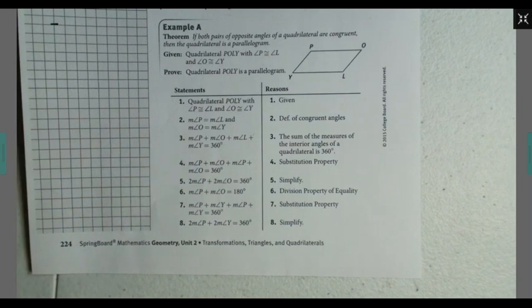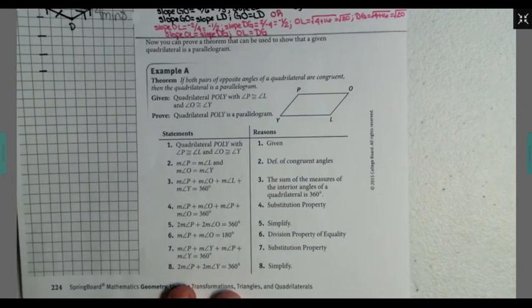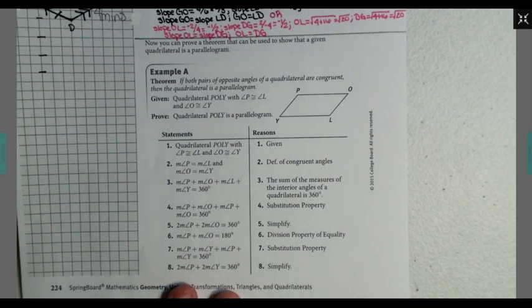Here in the sixth section, we will be looking at example A. Example A has been worked for us, but it starts off by saying, now you can prove a theorem that can be used to show that a given quadrilateral is a parallelogram. The theorem states, if both pairs of opposite angles of a quadrilateral are congruent, then the quadrilateral is a parallelogram.